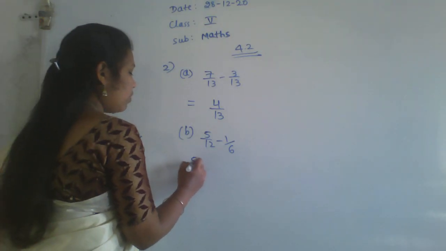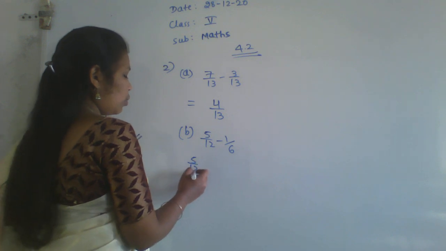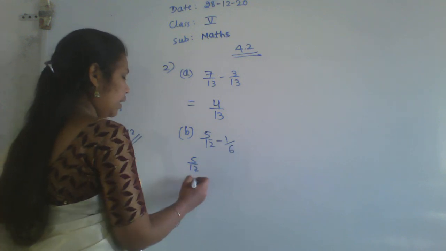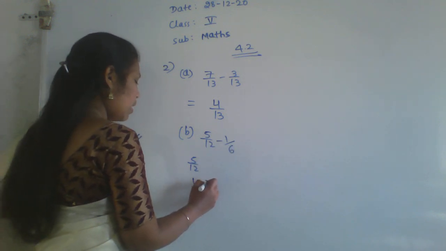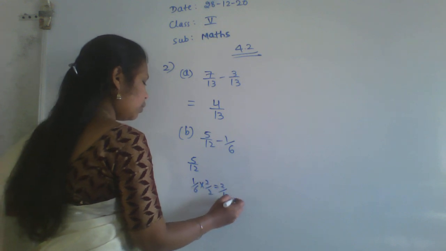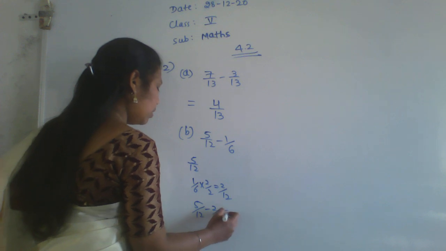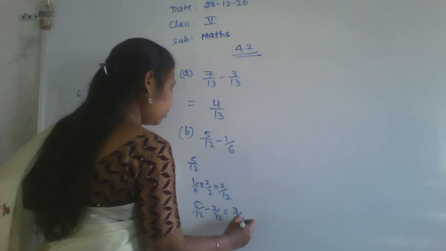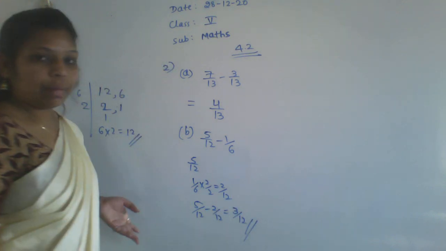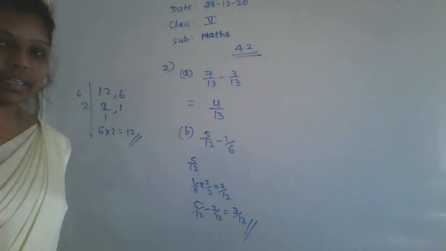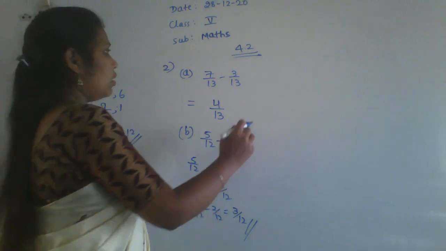So this will become 5 by 12. Already 12 is there, so leave it. And here 1 by 6 into 2 by 2 is 2 by 12. Now subtract: 5 by 12 minus 2 by 12 is 3 by 12. The answer is 3 by 12. Getting everyone? Next, C one.